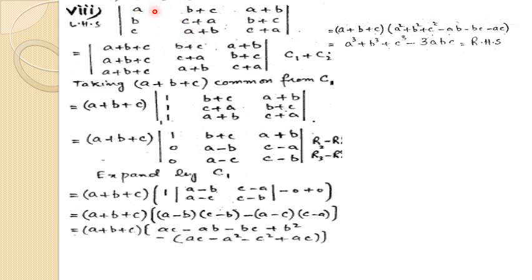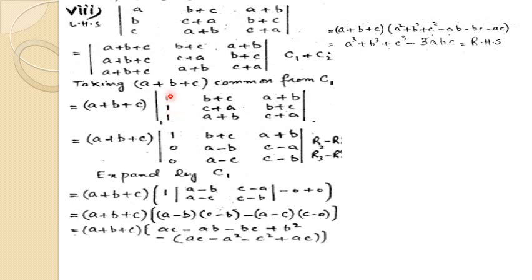Okay, column 2 plus column 1 means that this column should be a plus b plus c, a plus b plus c, because this is in this way, and a plus b plus c. Now we can take the common a plus b plus c from column 1. As soon as you get 1 1 1, you have to apply the property. So R2 minus R1, R3 minus R1, we apply the property.